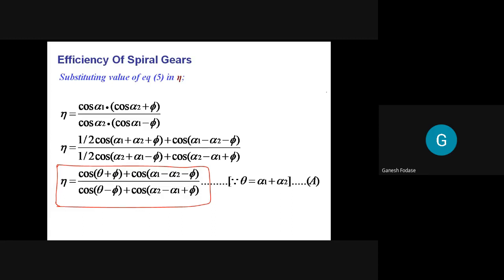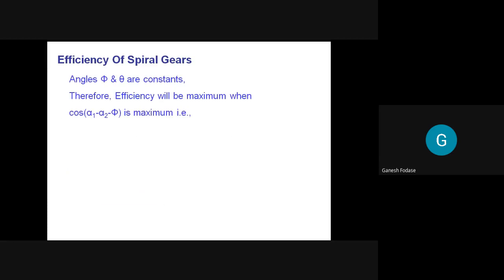And further, now we need to find out expression for maximum efficiency. For finding maximum efficiency, what we consider is, we know that this efficiency is maximum when there is a problem with the slide.